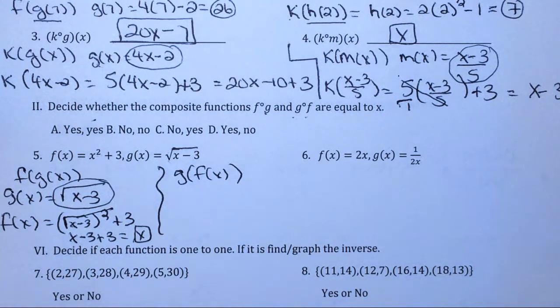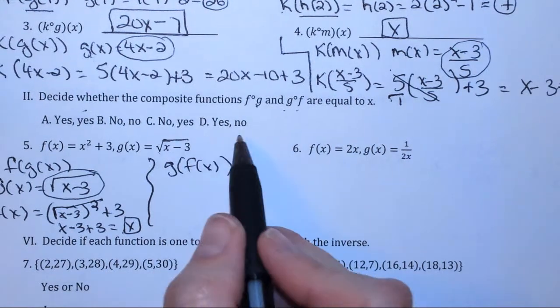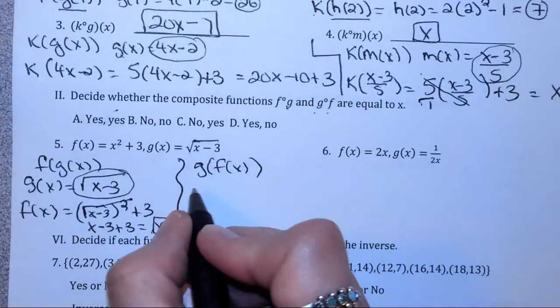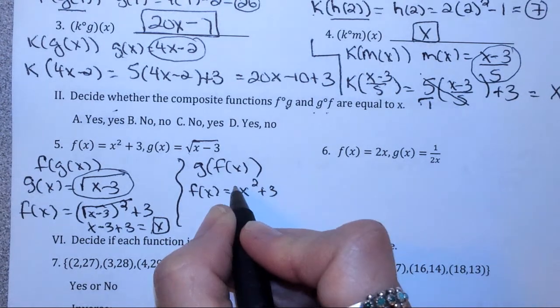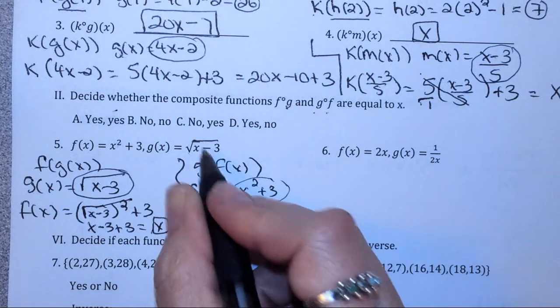So far, it's either a yes, yes, or a yes, no. Let's go to the second one. F of X equals X squared plus 3. So I'm going to take this answer and plug it in here.